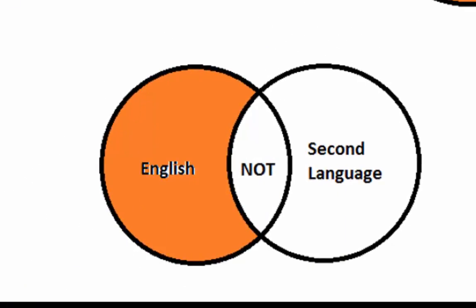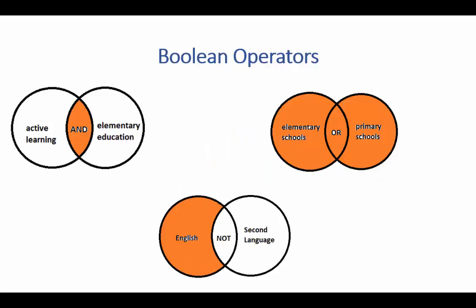Joining two terms with NOT will exclude any results containing the second term. NOT narrows your search. In most search systems, you need to express the Boolean operators with all uppercase letters for the operators to work effectively.